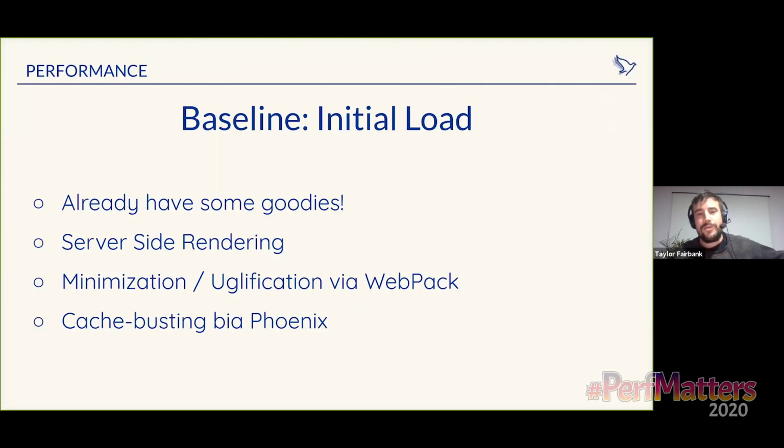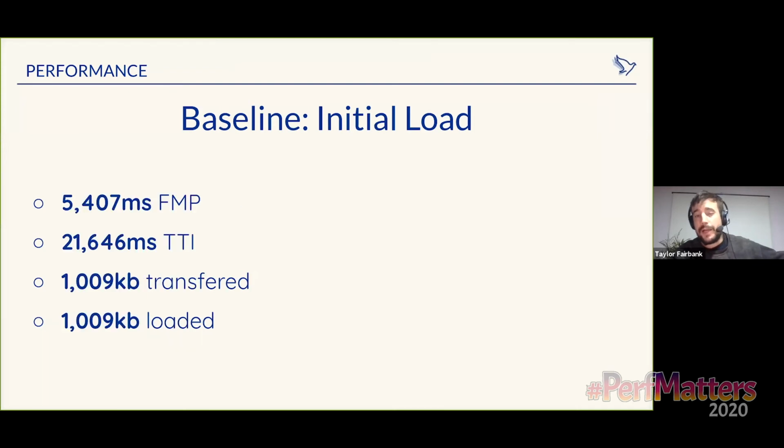And on the initial load, we already have some goodies out of the box because we're using Elixir and we have a very simple front end. We get server-side rendering. We're already using Webpack for minimization and uglification. And Phoenix on the server side has built-in cache busting. So it actually allows us to cache resources like our styles or our vendor scripts or whatever out of the box. Kind of good, kind of bad.